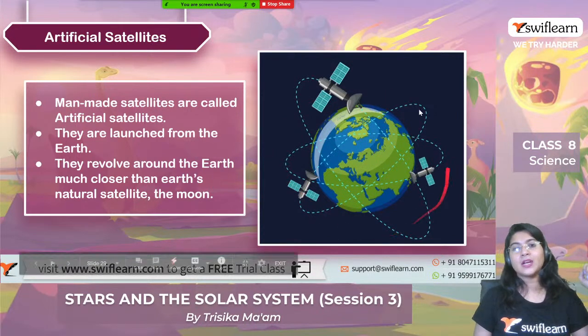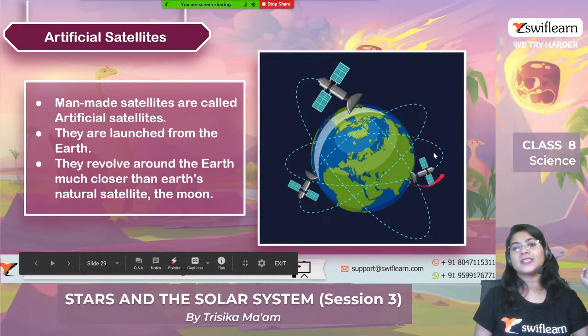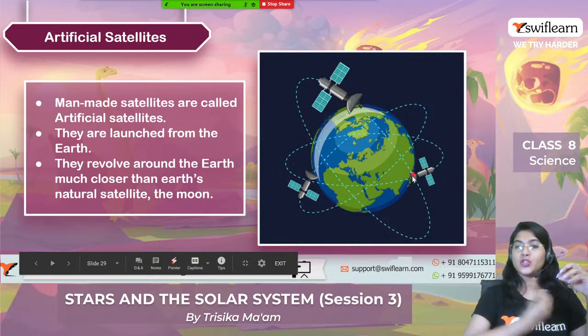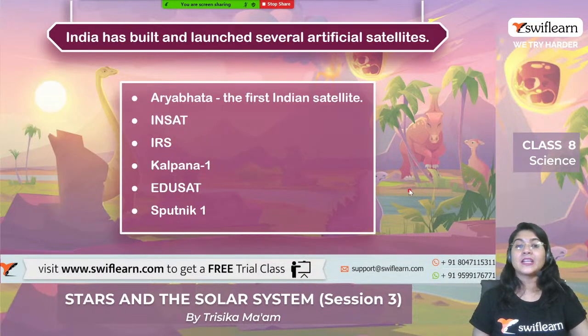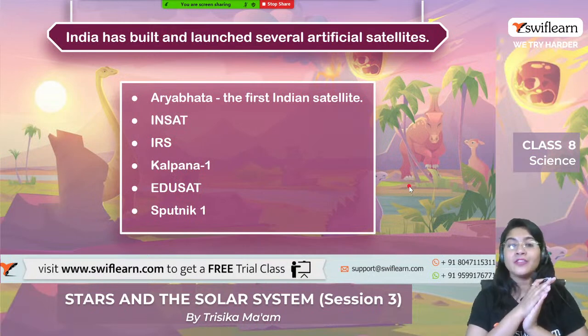Okay, so these are all the different artificial satellites which we can see, and we can see the various elliptical orbits, following which the different natural satellites are revolving around the earth. Clear? Yes, let us now find out the different names of the artificial satellites.